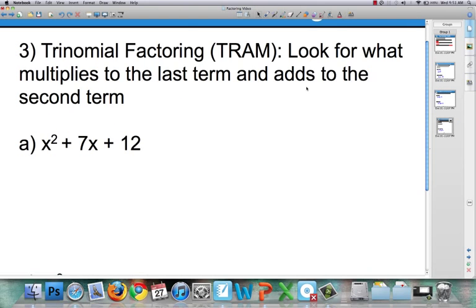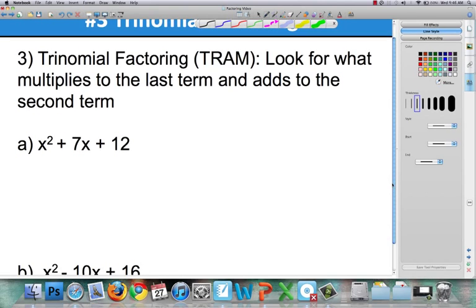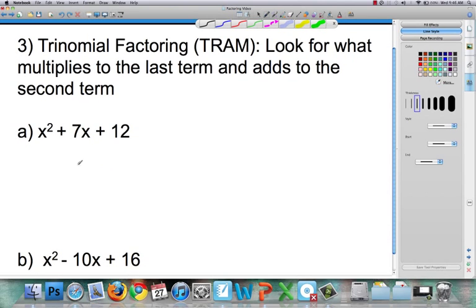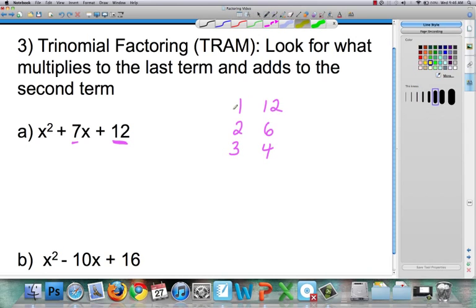Our third type of factoring is trinomial factoring, or TRAM. With TRAM, you're breaking apart a trinomial into two binomials. With TRAM, you want to look for what multiplies to the last term but adds to the second term. So what multiplies to 12 but adds to 7. So for our first example, let's just list the factors of 12. So the factors of 12 are 1 and 12, 2 and 6, and 3 and 4. So what multiplies to 12 but adds to 7, we can see is 3 and 4.